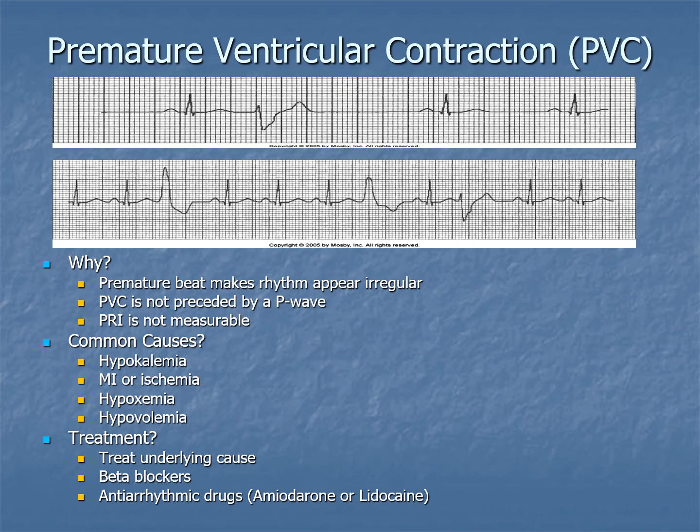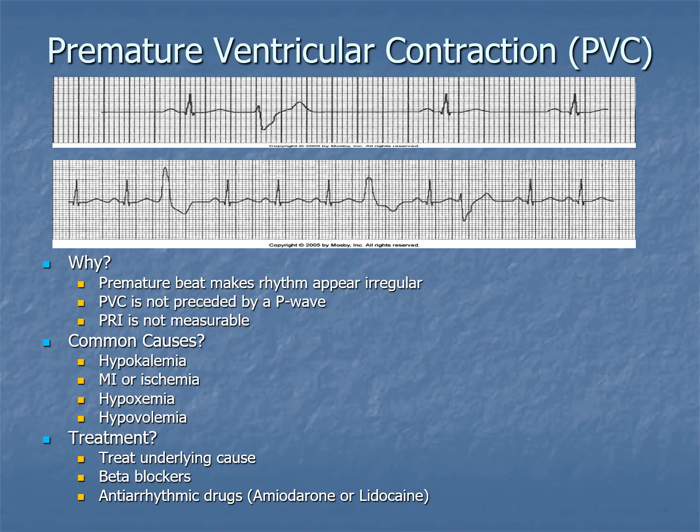So I have two strips in this slide. The upper strip is just a single PVC on a rhythm strip. Again, we don't have the luxury of looking at how many times a minute this was occurring. But basically, you're looking at a single PVC. The strip beneath it has more than one PVC. So that in and of itself is disconcerting.